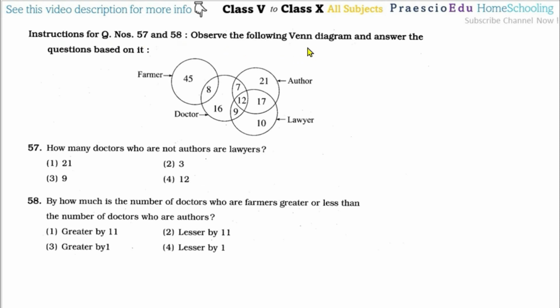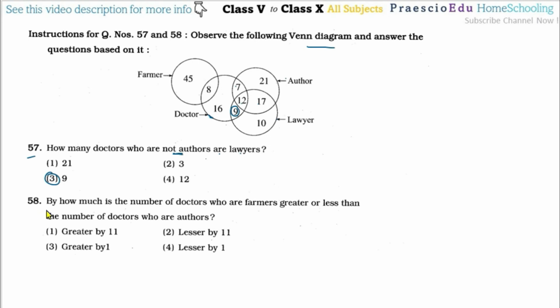Observe the following Venn diagram and answer the questions based on it. Now question number 57. How many doctors who are not authors are lawyers? Doctor means this circle, but who are not authors means this and this cannot be checked, but are lawyers means only 9, because this circle. So 9 is in option number 3.